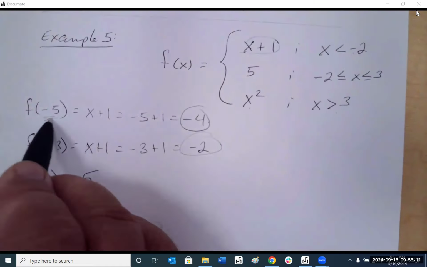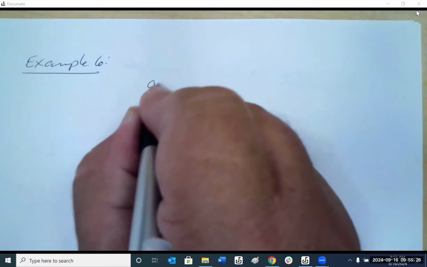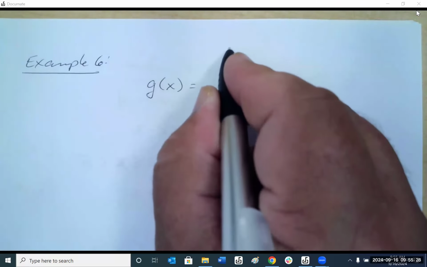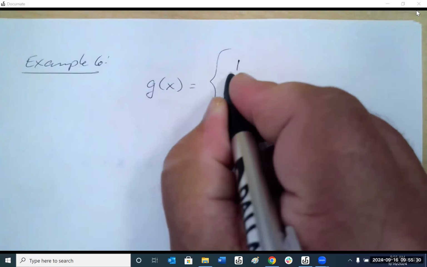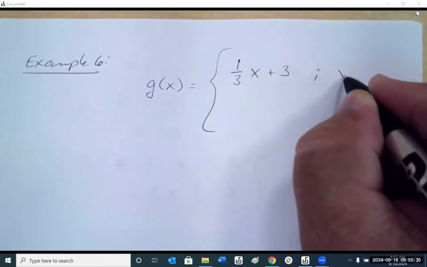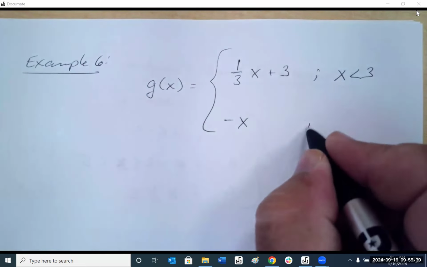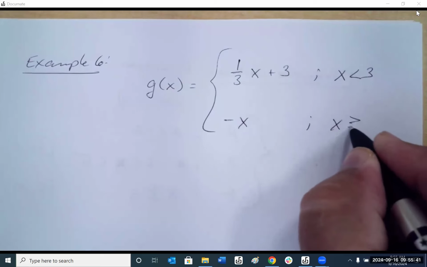So that's how you interpret these. You just have to match where the x's are within there. The last two will deal with graphing. One third x plus 3 for x less than 3. Negative x for x greater than or equal to 3.